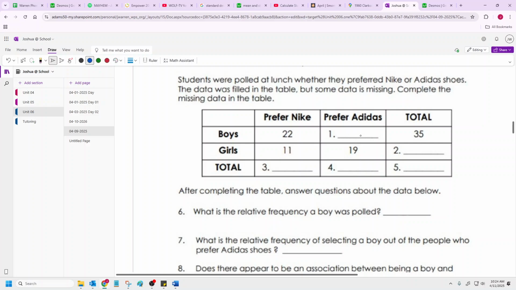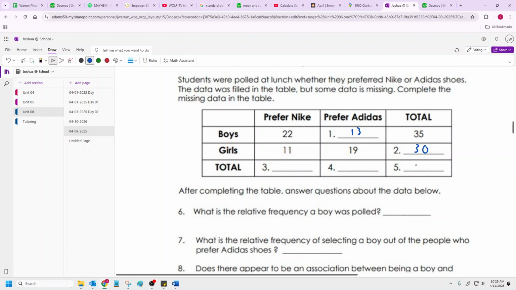This is saying, what's this number here? We'll look at it. The total is 35. The boys that prefer Nikes is at 22. So what number does this have to be? Well, do some subtraction. 35 minus 22 is 13. 22 plus 13 is 35. So now let's go over here and check it out. 11 plus 19 is 30.